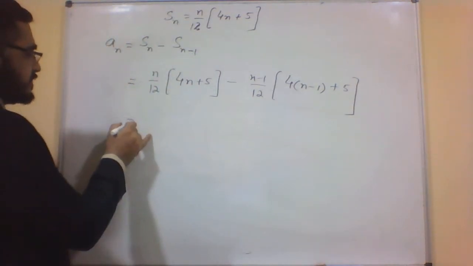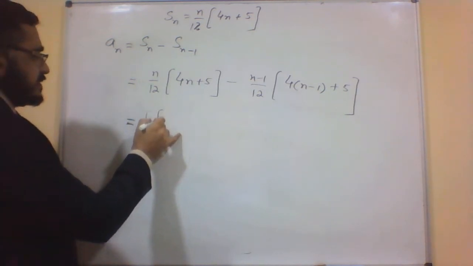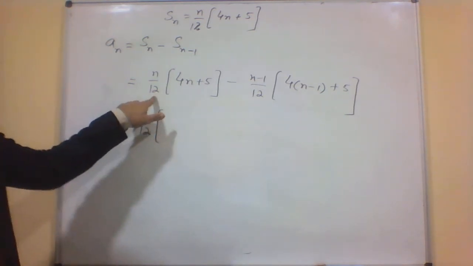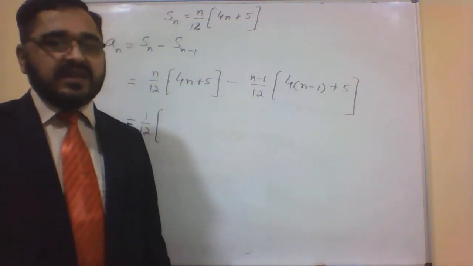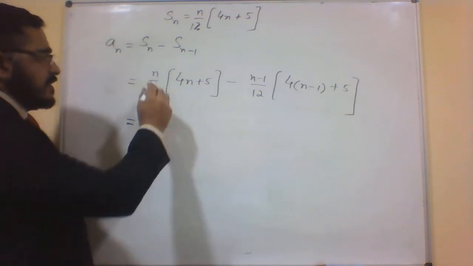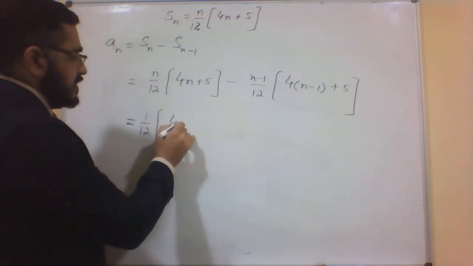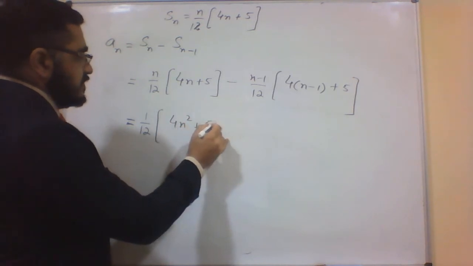Now after that, 1 divided by 12 we can take common outside. Here 1 by 12 is in this term and in this term. Both terms have 1 divided by 12, so we can take it common outside. What will be here? This n we will multiply inside. That will be 4n square plus 5 into n, which is 5n.